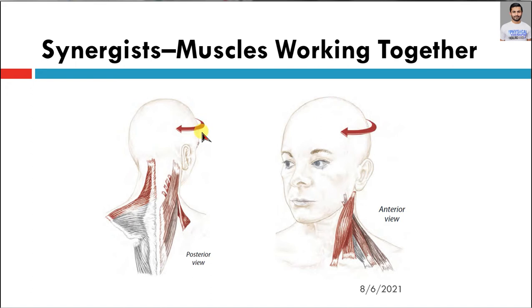These muscles are working together to produce rotation. If the muscles on one side work, for example the extensors on one side, they will produce a movement called rotation. The flexors on one side and extensors on the other side can also produce the same movement, which is called rotation.